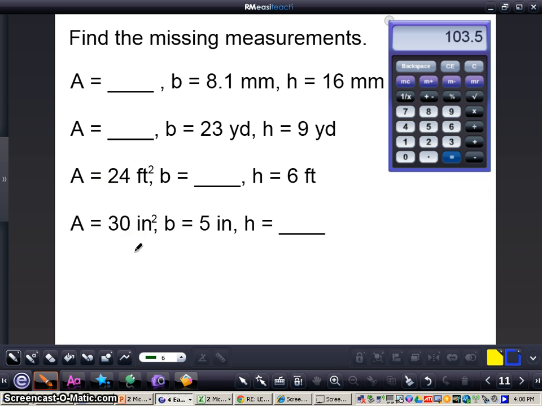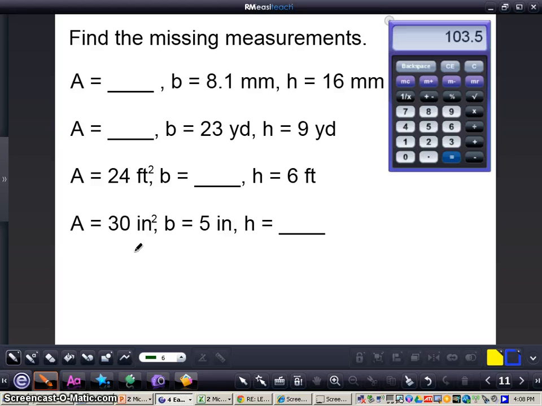Okay, now we can do this one last problem together. If you want to press pause on the video and do the problem by yourself, that's fine. So if you want to do this by yourself, press pause now. If you want to work this problem through with me, we'll do it together here.